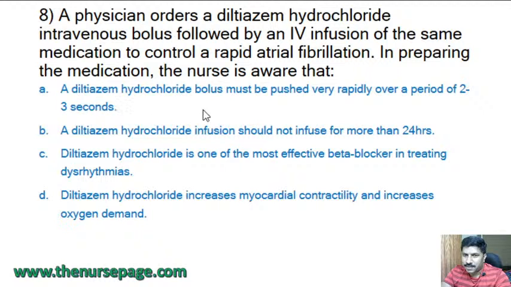The options are very long, that is why they are given smaller. I will read them once again. If it is not clear, I will read it once again. A diltiazem hydrochloride bolus must be pushed very rapidly over a period of 2 to 3 seconds. A diltiazem hydrochloride infusion should not infuse for more than 24 hours. Diltiazem hydrochloride is one of the most effective beta blockers in treating dysrhythmias. Diltiazem hydrochloride increases myocardial contractility and increases oxygen demand.